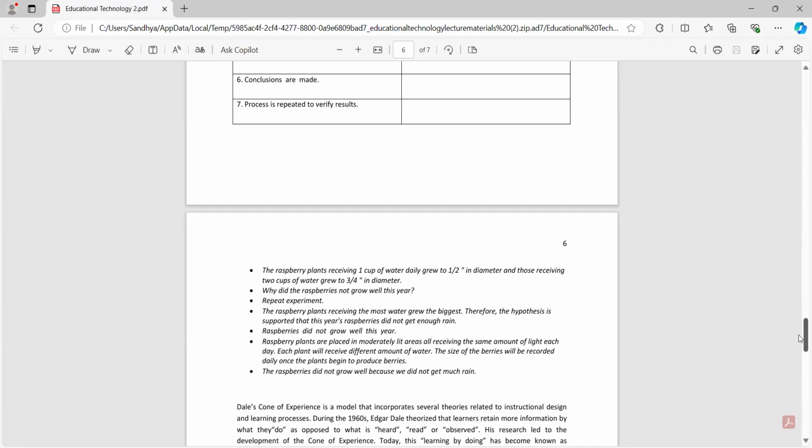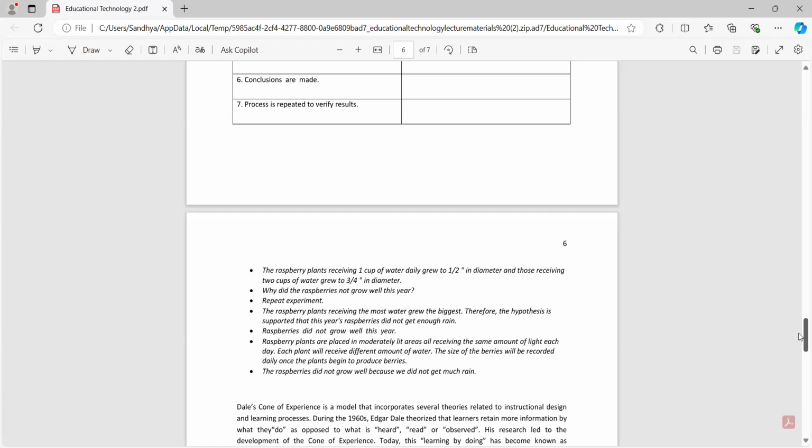Raspberries did not grow well because we did not get much rain. Because you start reading literature, then literature says for the raspberry to grow well, it should get enough water. It should get enough rain. So then you form the hypothesis, raspberries did not grow well because we did not get much rain. That is the hypothesis. Tentative statement, yet to be proved. Now we have to see whether raspberries will not grow without water. Got it?